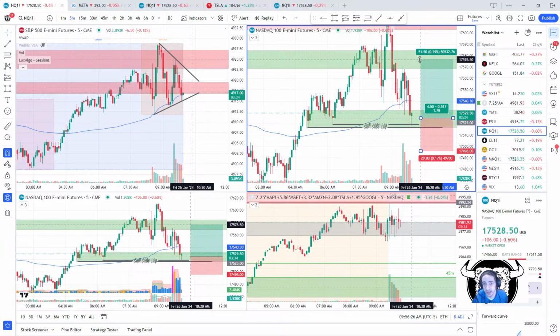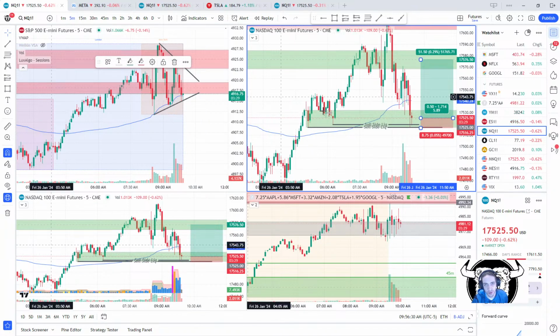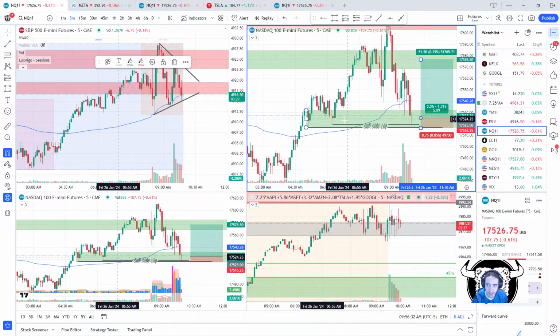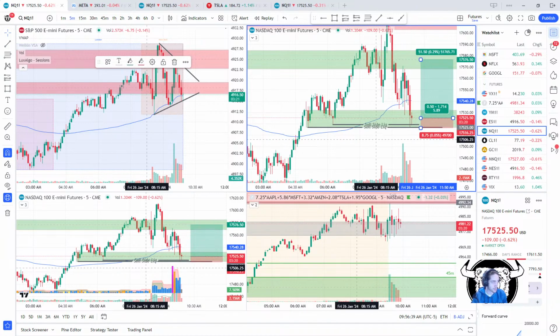Something else I added too, guys, for all my supply demand traders. With TradingView, you could put like a middle line on your zones, and that's sort of helpful. Those are really strong areas. The top of the zone, the middle of the zone, and the bottom of the zone are very strong areas.